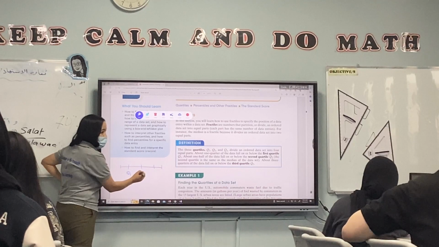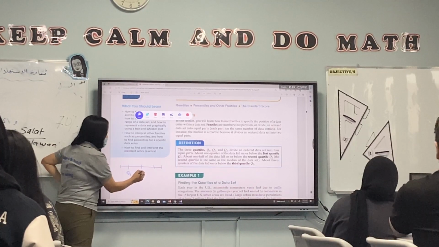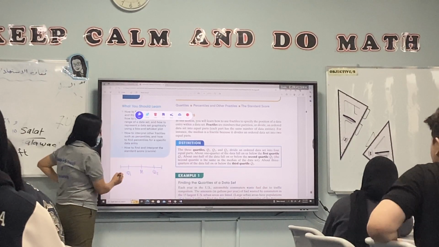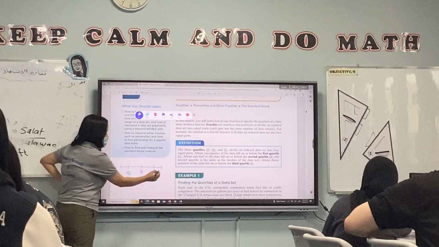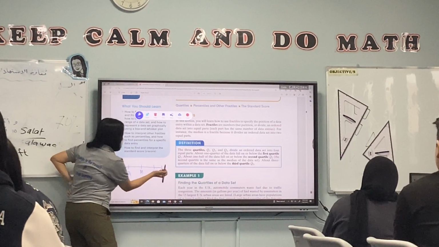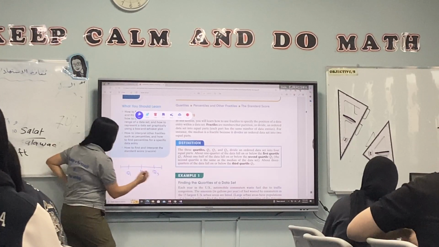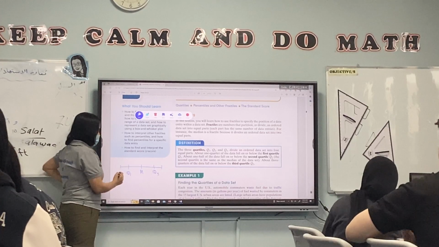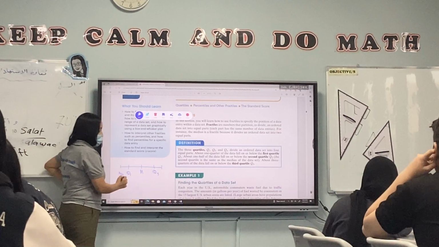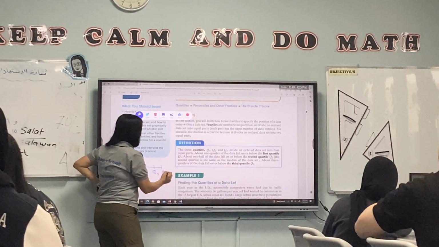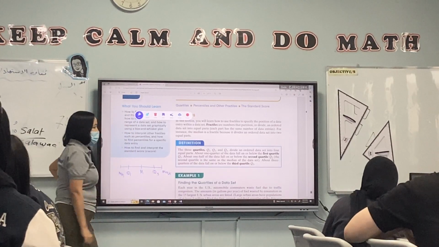What is this? Center. Okay, the middle, and that is quartile 2. What is this? Five. And then this is quartile 3. What is this? The minimum value. And then this is the maximum, okay, so the maximum value.